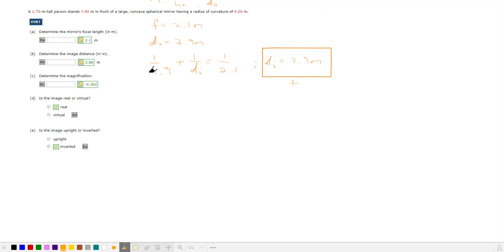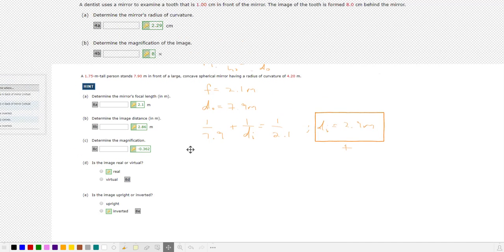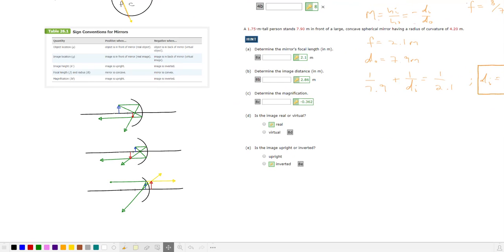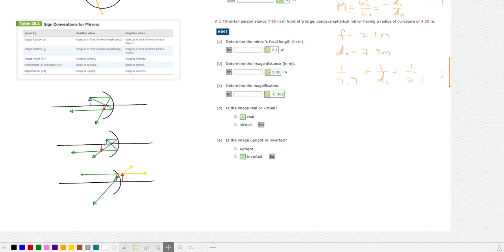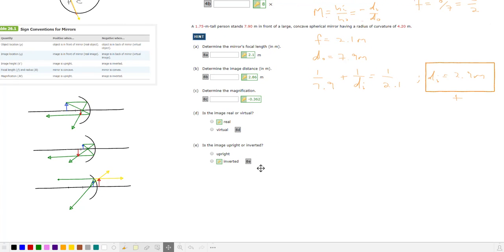The other way, using your physics intuition, you know it's a concave mirror. And we're standing outside of the center of curvature, so that corresponds to this picture. We're outside the center of curvature. Our image is real, it's inverted, and it's smaller. I believe that answers that.